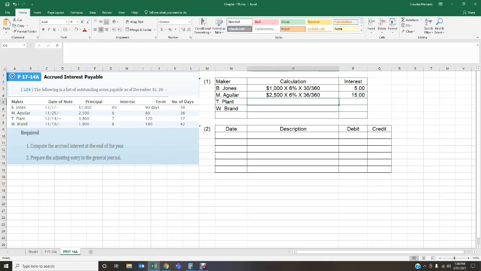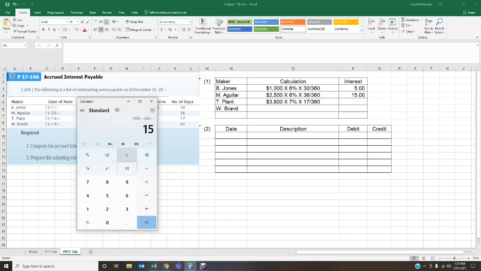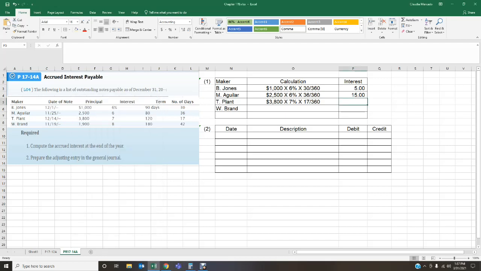Next we have Plant. The note for Plant was for $3,800. The rate for Plant is 7%. And I'm going to multiply it by 17 days over 360. So that'll be 3,800 times 7% times 17 over 360. That gives me $12.56. If we look at that third digit, that's a 1. If it's lower than a 4, we keep it as is. So we're going to keep it at $12.56.